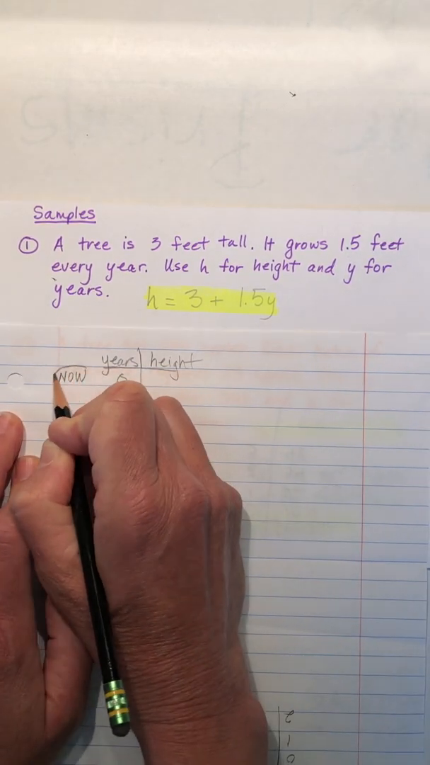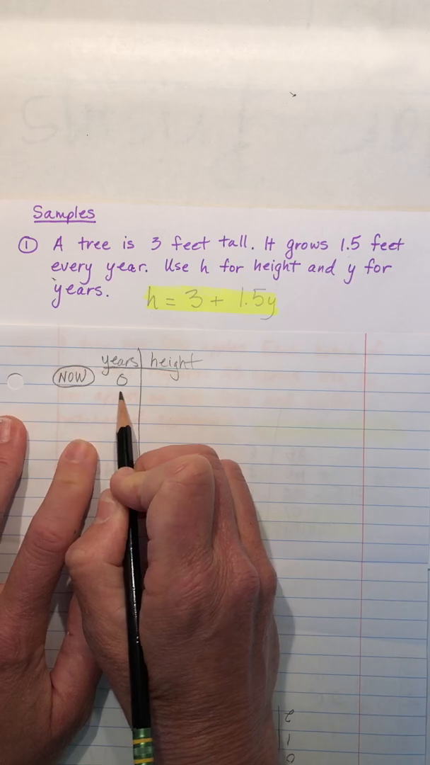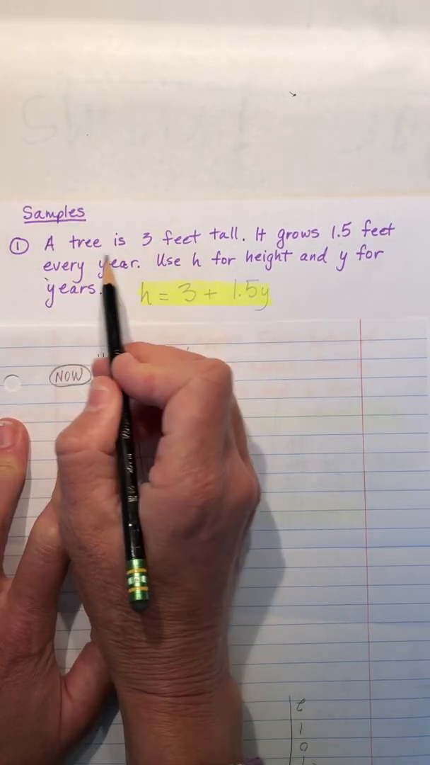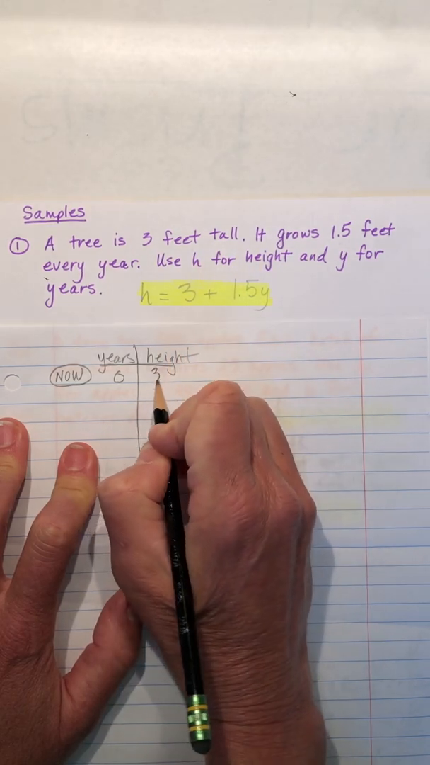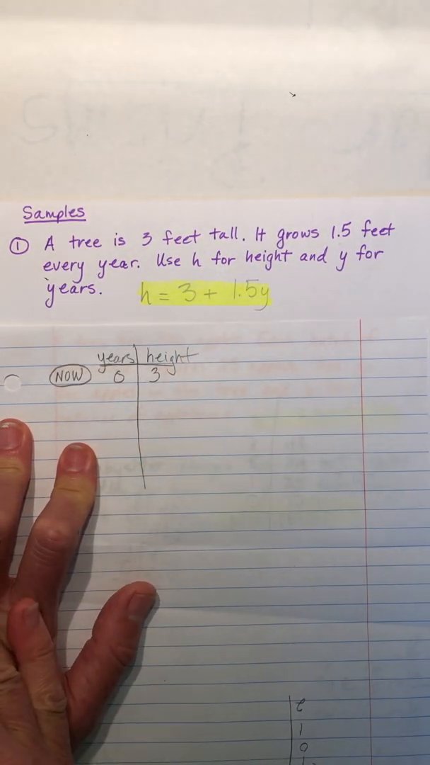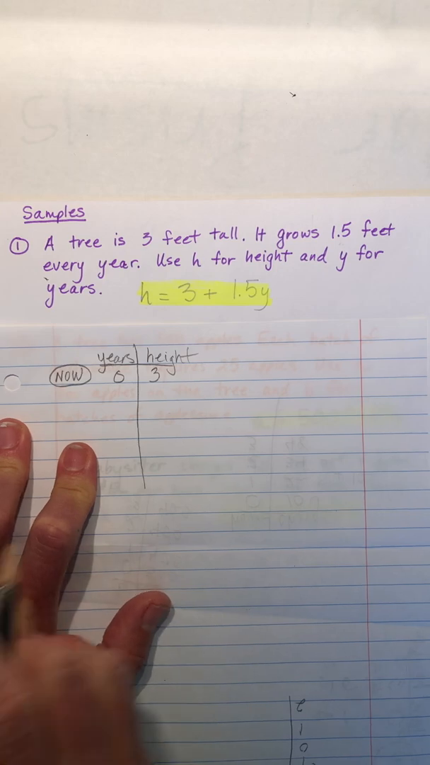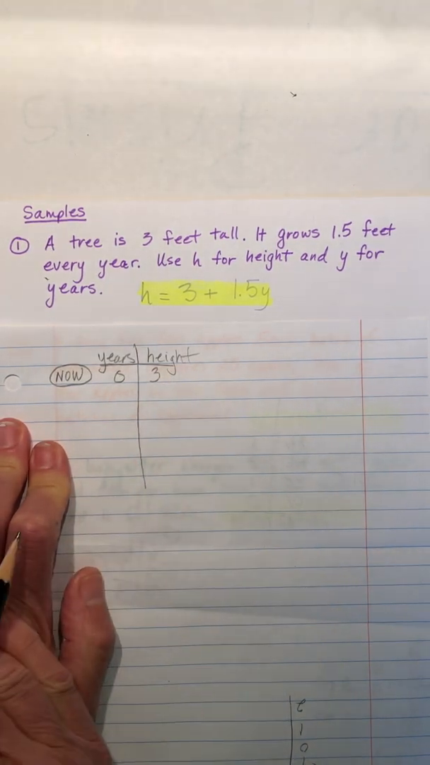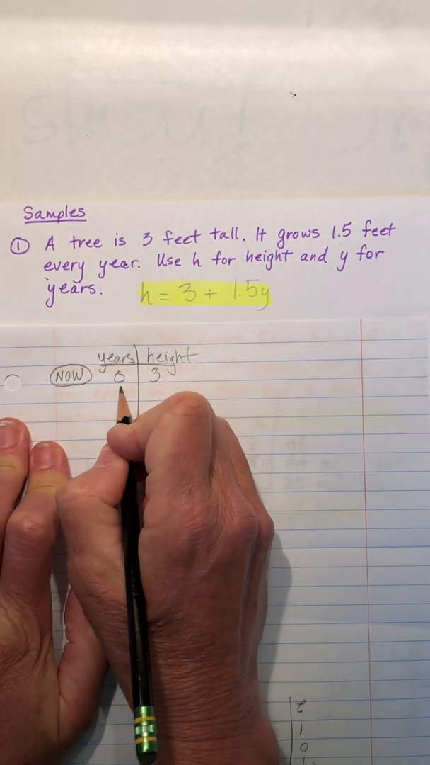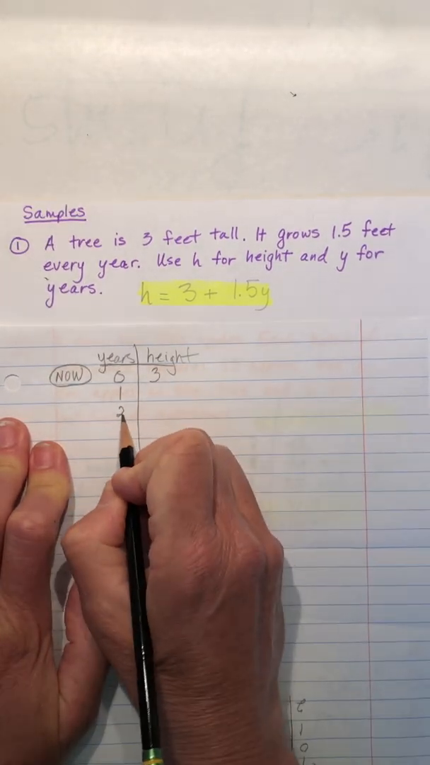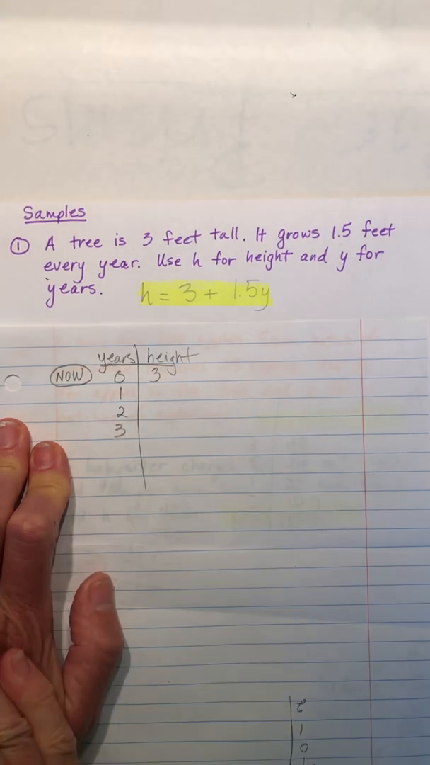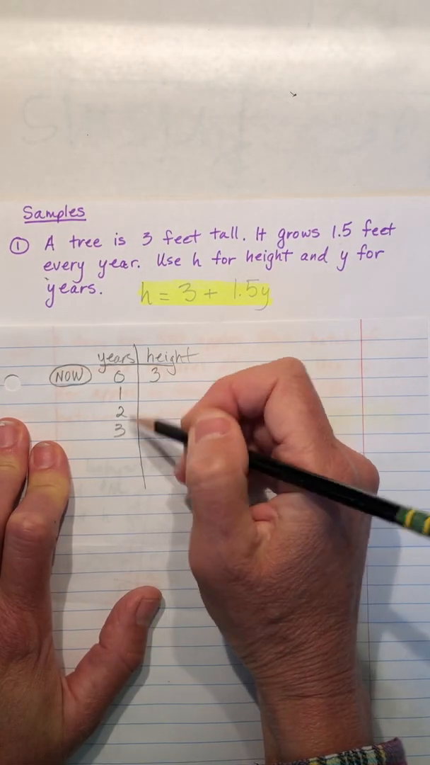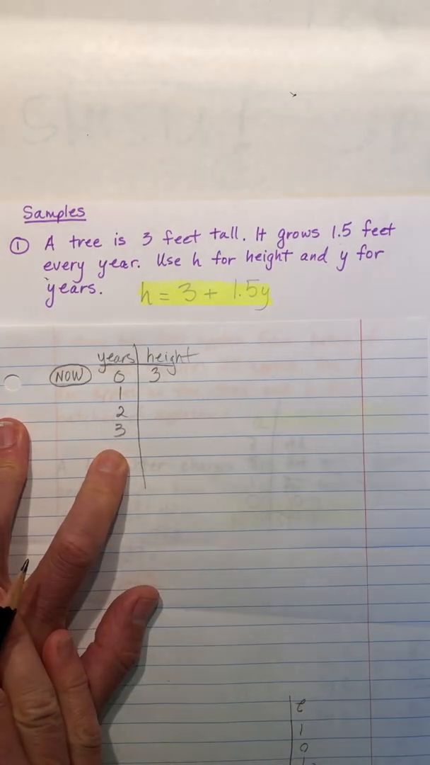So let's write this in. Let's write the word now next to 0 years. And right now, the tree is 3 feet tall. So 0,3 is the first meaningful entry, pair of values that we can include in our table of values. Certainly there can be 1 year going by, 2 years going by, and 3 years going by. I think if you go up through 3, 0 through 3, you're going to be all set.